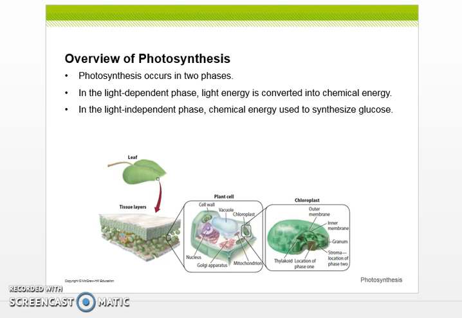Photosynthesis occurs in two phases. In the light-dependent phase, light energy is converted into chemical energy. And in the light-independent phase, chemical energy is used to synthesize glucose.